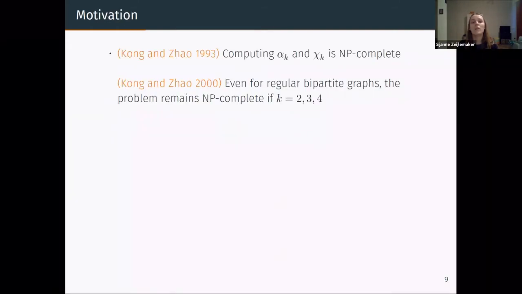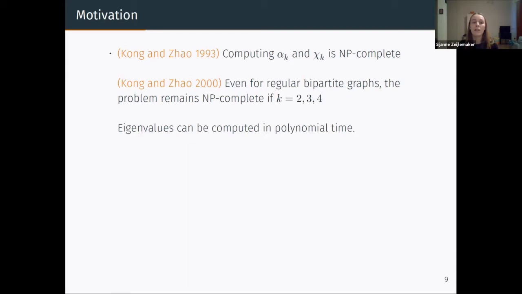Now, our motivation consists of two different parts. So first of all, computing these things directly is NP complete. And it was actually shown even for very specific types of graphs that the problem remains NP complete. So we don't really have the feeling that this should be easy for many types of graphs. But eigenvalues can be computed in polynomial time. So these are very good candidates to upper bound these kind of quantities.